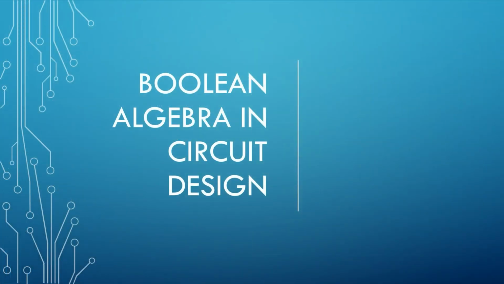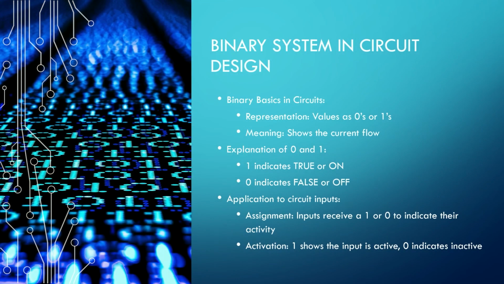Now we will move on to Boolean algebra and how it relates to circuit design. The binary system, the way in which you represent binary numbers, is at the core of digital circuit design. The system consists of zeros and ones, where each digit represents a state in a circuit. Essentially, these values are used to represent the current flow in the system. We can think of these binary numbers as switches for the circuits, where a 1 indicates true or on, while a 0 indicates a false or off state. To apply this logic into circuit inputs is very simple. When the input of a circuit receives a 1, this indicates the input is active or on.